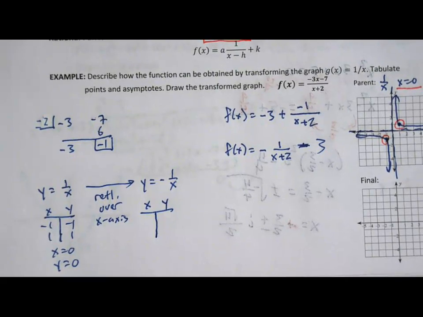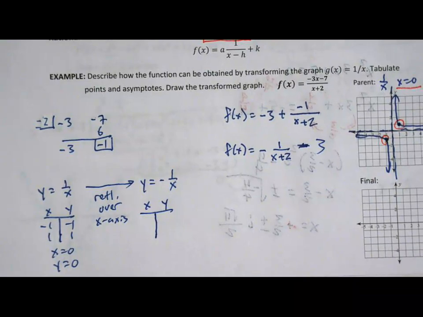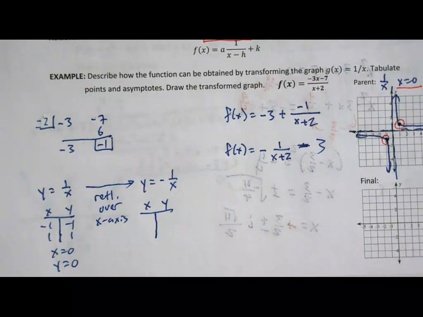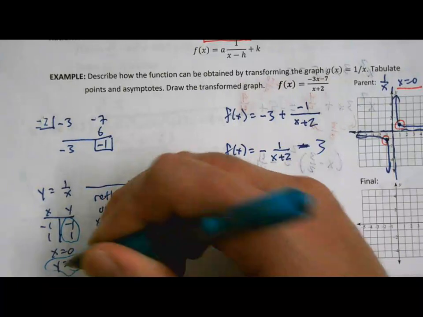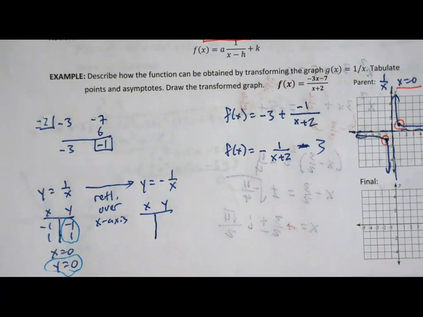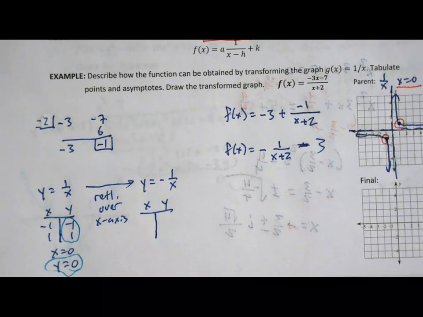What's going to be modified when we reflect over the x-axis? The x values or the y values? The y values get affected because it's a vertical thing. It's outside the function. So these y values are going to change, and our y equals equation is going to change, or potentially could change. Everything else remains the same.